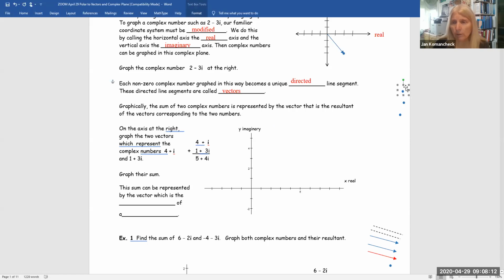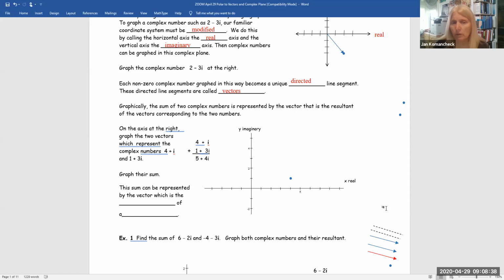Let me grab a point. Where would I go to plot the point 4 plus 1i? I would go 4 along the real axis, and then I would go up 1. Let me see if I can get that in the right place. Move up 1. There you go. And that would be my first point, 4 plus i. Correct?